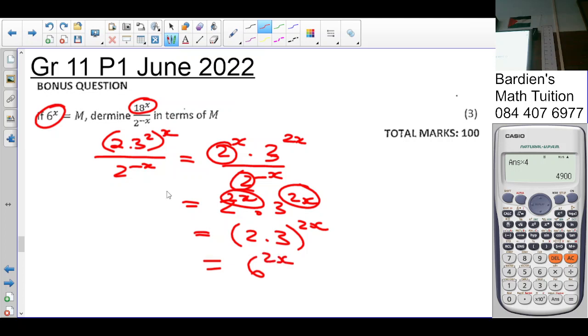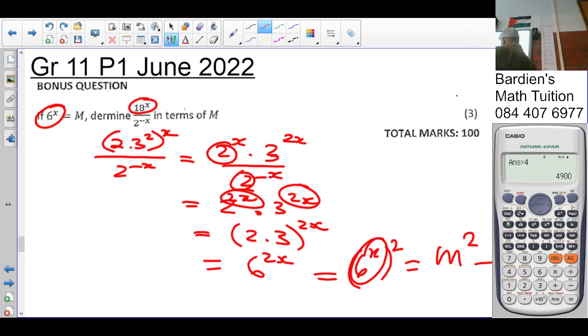However, they said 6 to the x is m. So 6 to the x squared is the same as 6 to the 2x. Can you see that? What is 6 to the x? m. So in other words, it's m squared.